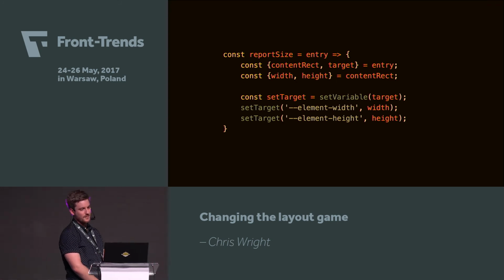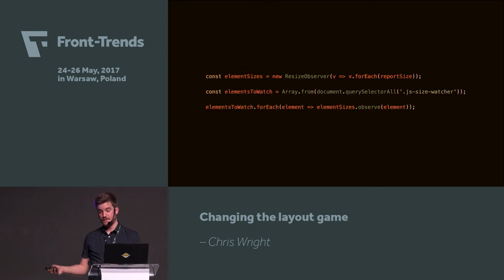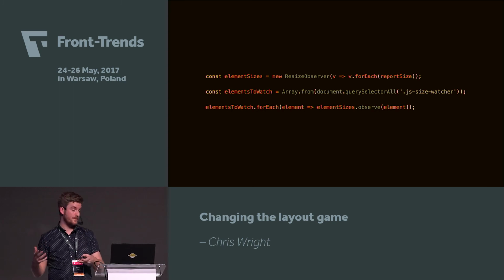for the Resize Observer. I've just got a function called reportSize, and what it does is it grabs the content rectangle of the element, which is the container, and then it sets some variables on the container to say, my element width is this wide, and my height is this high. Then we just simply select all of those. The only thing you need to know from this piece of code is we're selecting the things that we want to observe, and we're observing them.